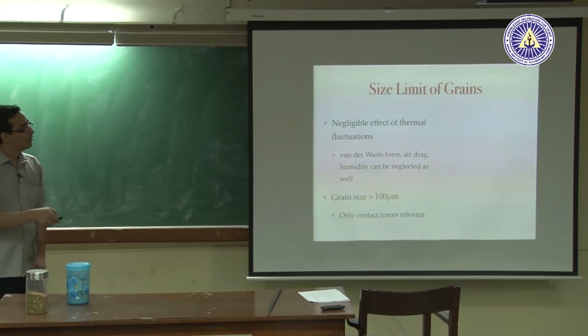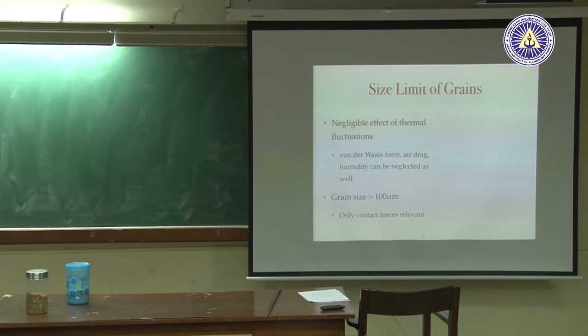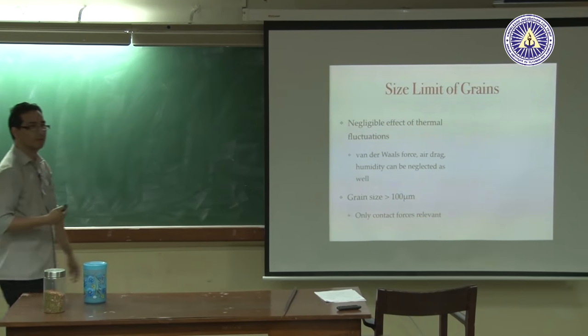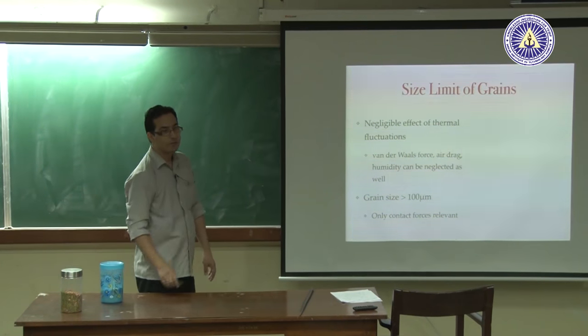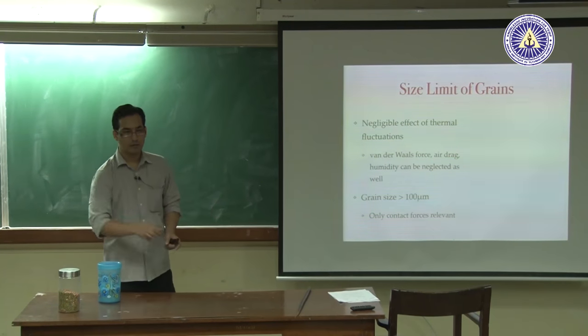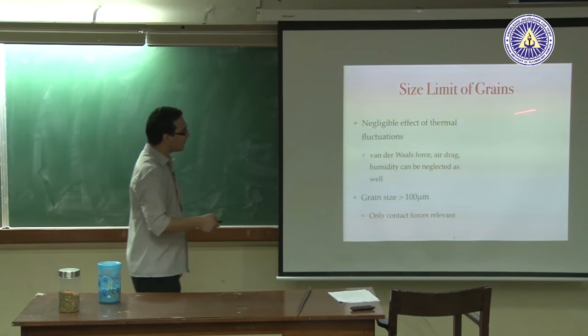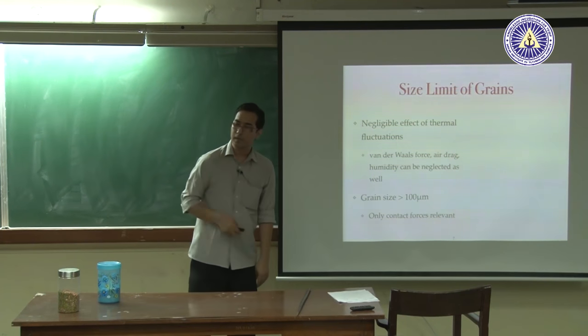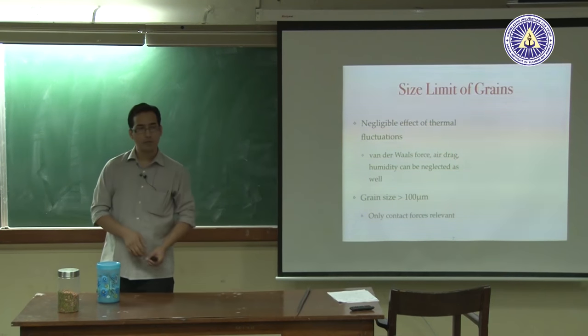Now let's go to, when I say I need a collection of particles, we said that it should be macroscopic, right? But you can actually go a bit more mathematical and figure out what we mean by the size limit of grains. So for example, now that I have one particle, the idea is that my grain should be big enough so that the thermal fluctuations become negligible. What do you mean by thermal fluctuations?